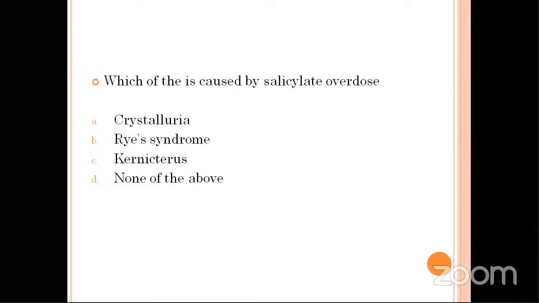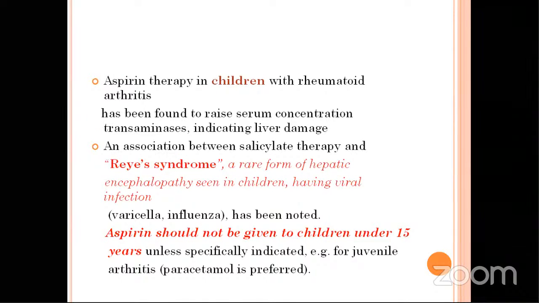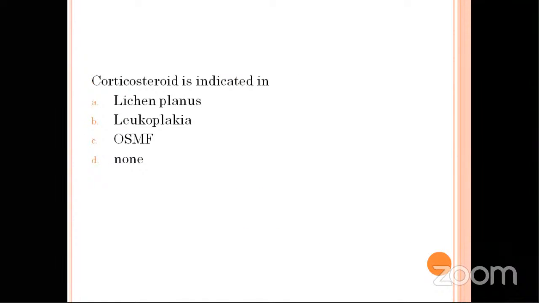Which is caused by salicylate overdose? It is Reye's syndrome. Okay. So aspirin is contraindicated in children because it may cause Reye's syndrome. Corticosteroid is indicated in lichen planus because it is an inflammatory condition. Others are not inflammatory conditions.